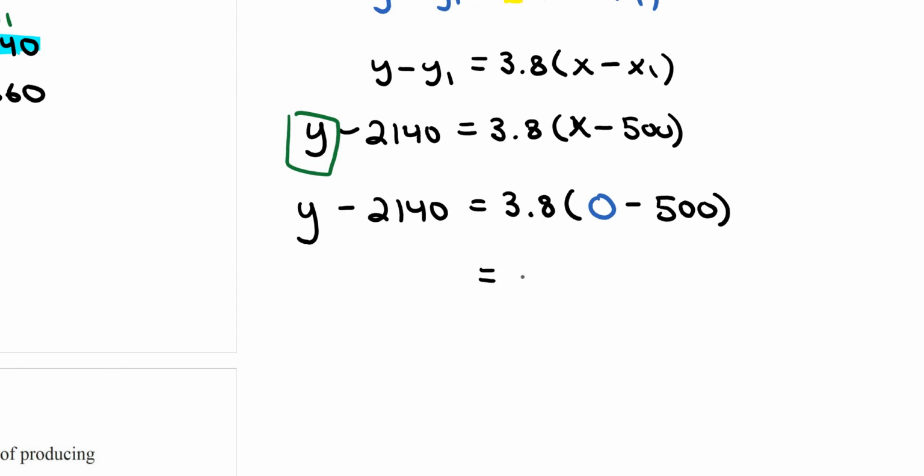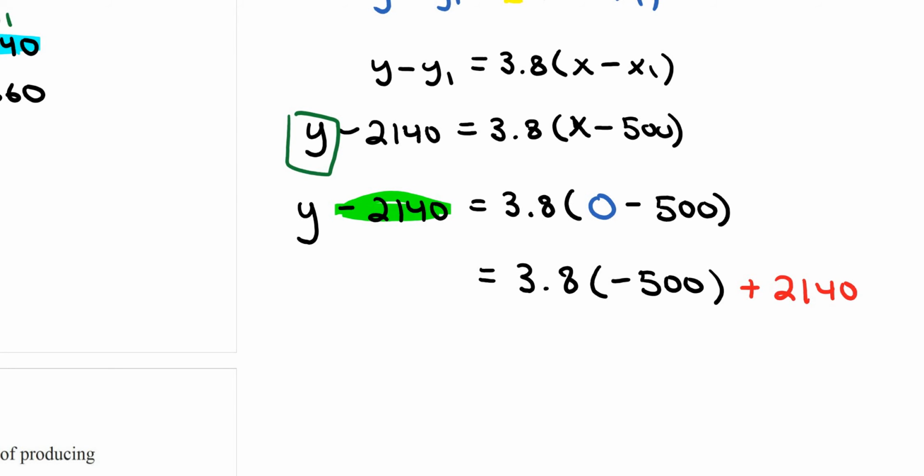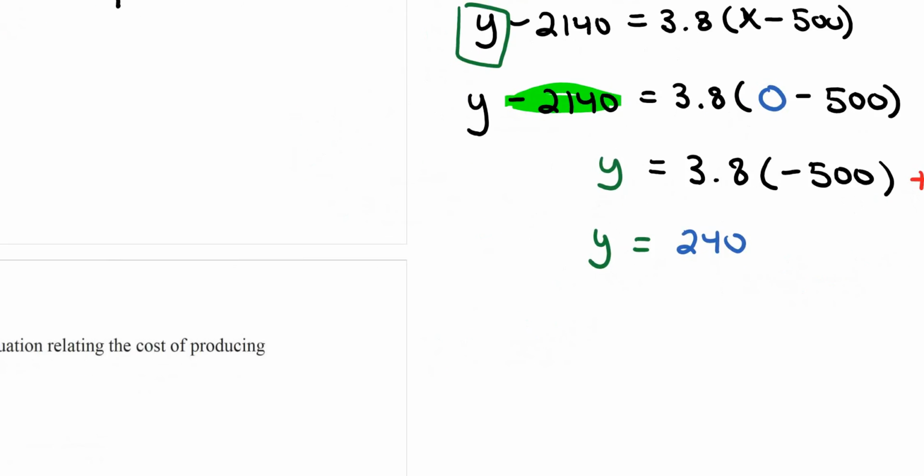If you like putting numbers into an equation, this method could be useful. So 0 minus 500 is negative 500. And since I have negative 2,140, I can simply add that over here, so plus 2,140. If you go to your calculator and add the 2,140, you will also get 240 there, right? So that's another way to find the y-intercept if you want to use the equation of a line in point-slope form. Okay, great. Let's move on to question B now.